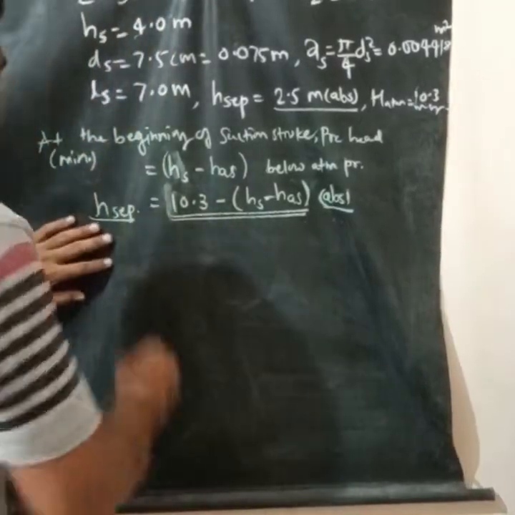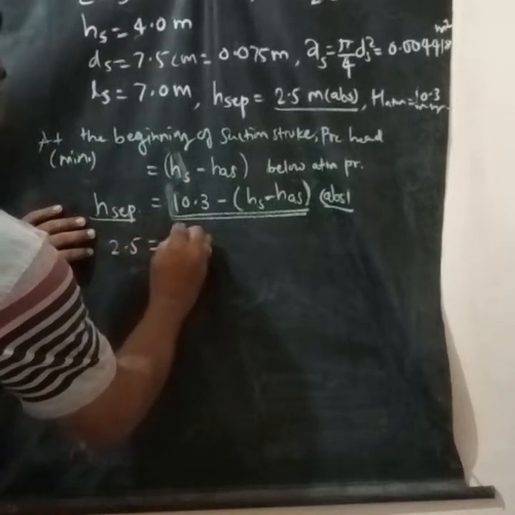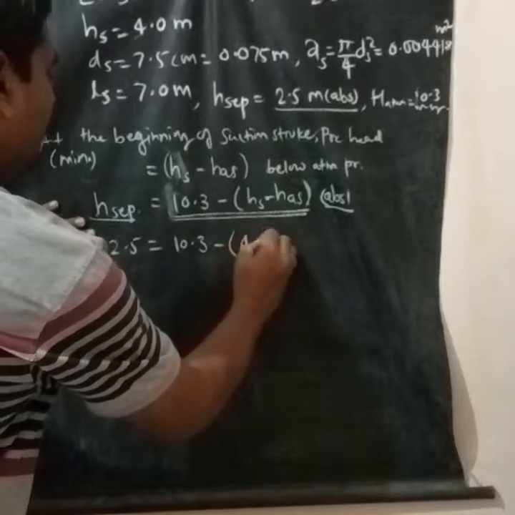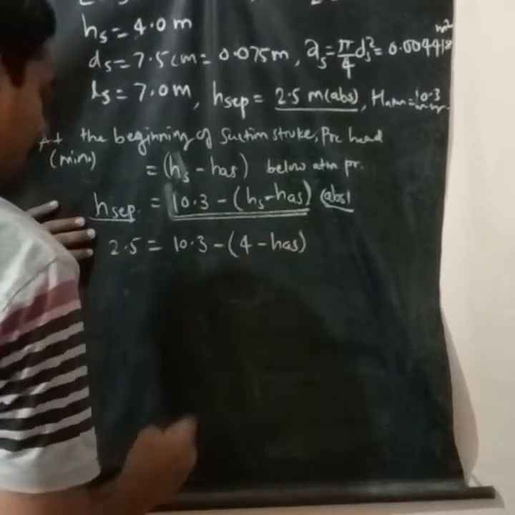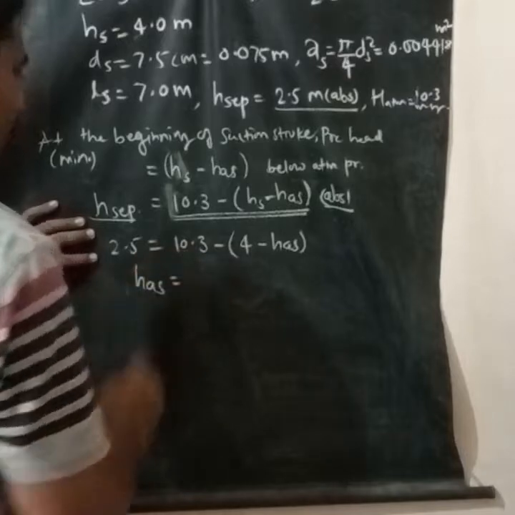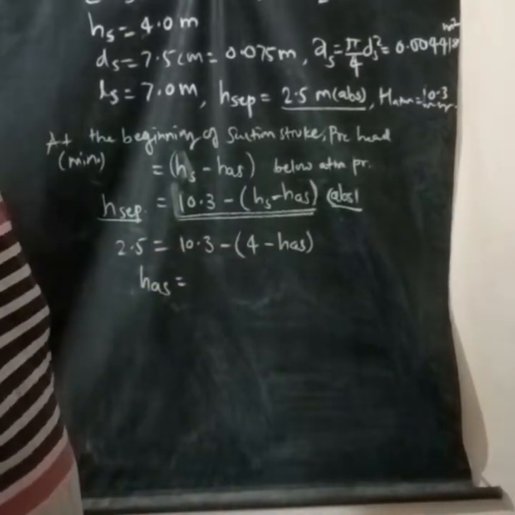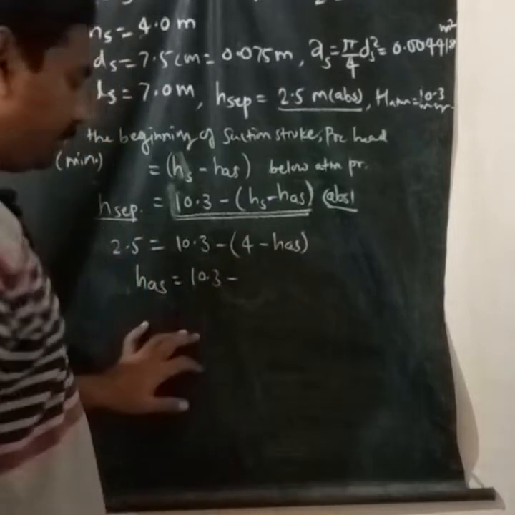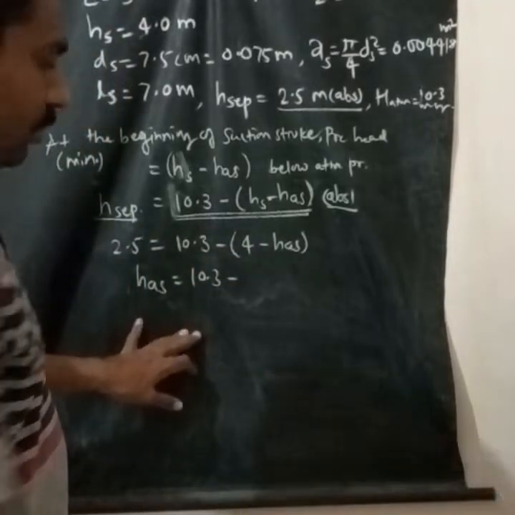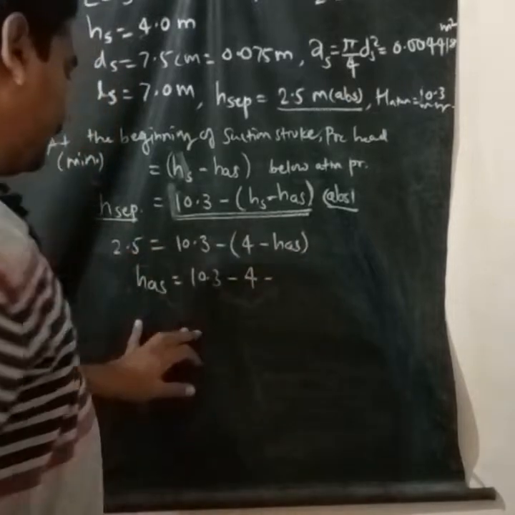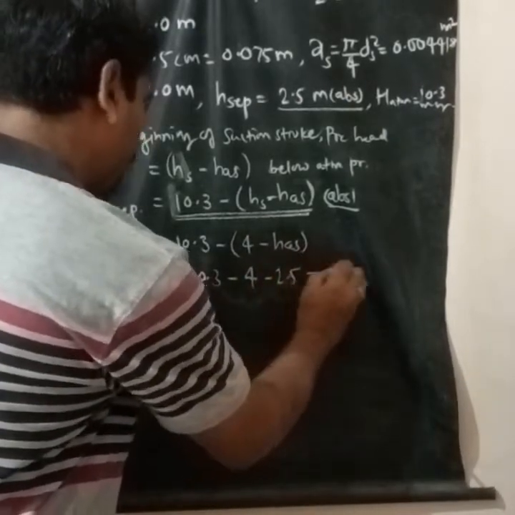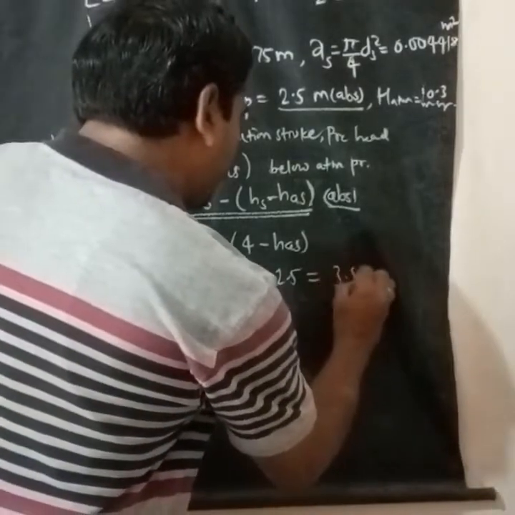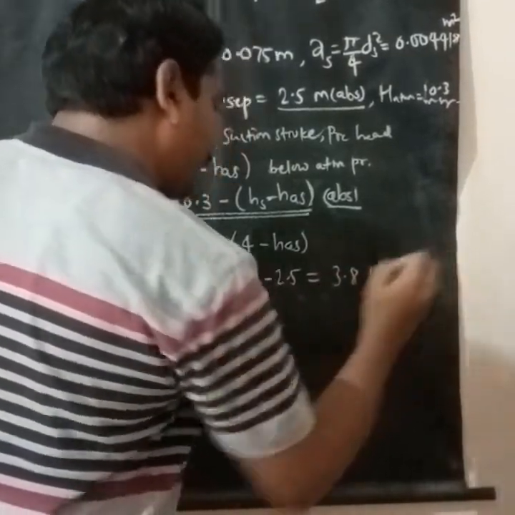So this H separation is representing 2.5 equals 10.3 minus this HS, which is 4, minus HAS. From that I'll calculate the value of HAS. So HAS is 10.3 minus 4 minus 2.5. I'll get HAS equal to 3.8 meter. This is our equation number 1.